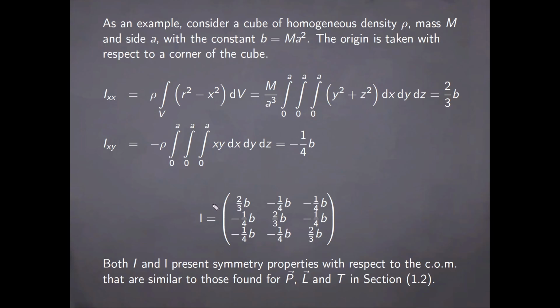these components. So both the moment of inertia and the inertia tensor itself present symmetry properties with respect to the center of mass that are similar to those found for the total linear momentum, or the total angular momentum, or the kinetic energy of a system of particles, as was discussed back in section 1.2.